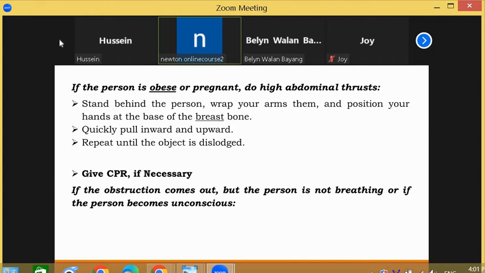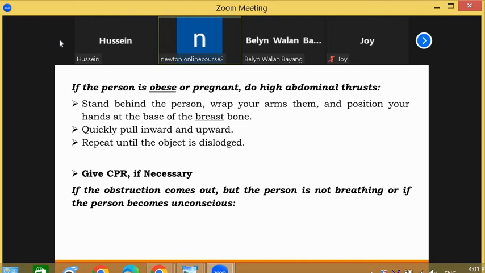Why? Because there is a baby inside. So at that time we can only use the base of the breastbone, that is the middle area. Same procedure: quickly pull inward and upward. Until the object comes out, you have to repeat the procedure.